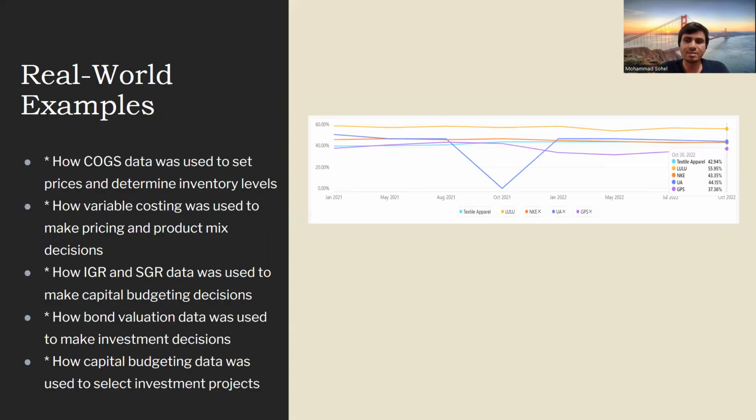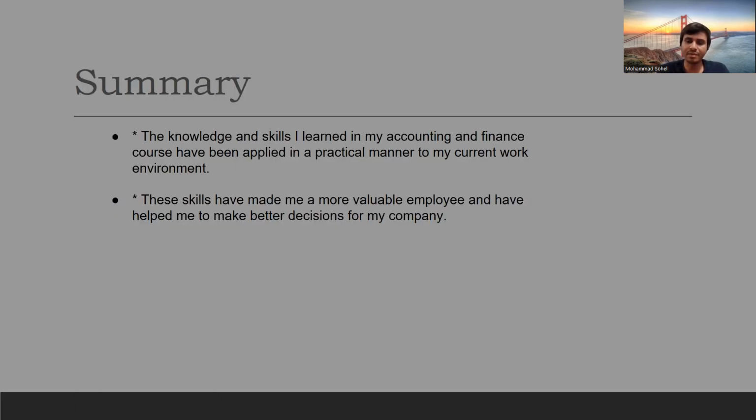Here are some real world examples. These are a few concepts I have learned from my course of accounting and finance. Definitely that will help me to grow in my career and make me a better employee in my company. And of course, I will be able to implement these concepts in my company, and my company will also do better if I can implement these things.